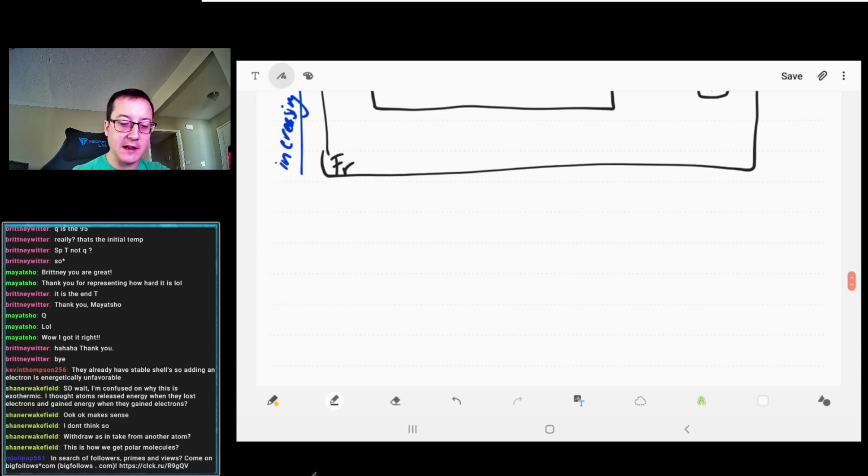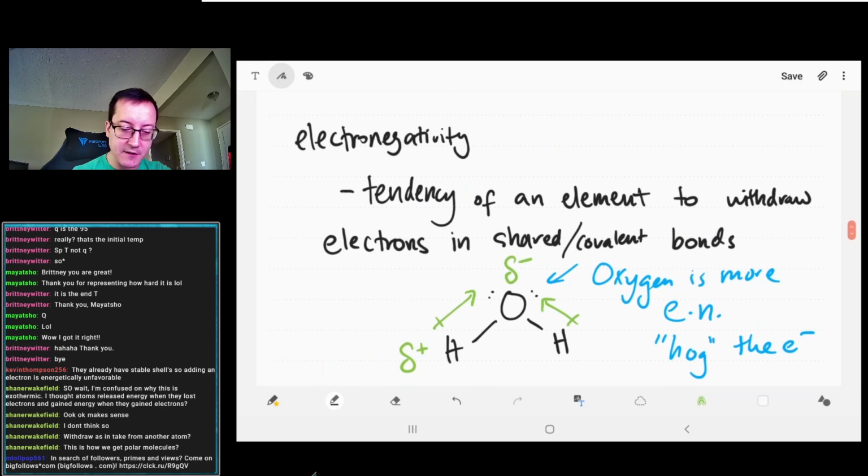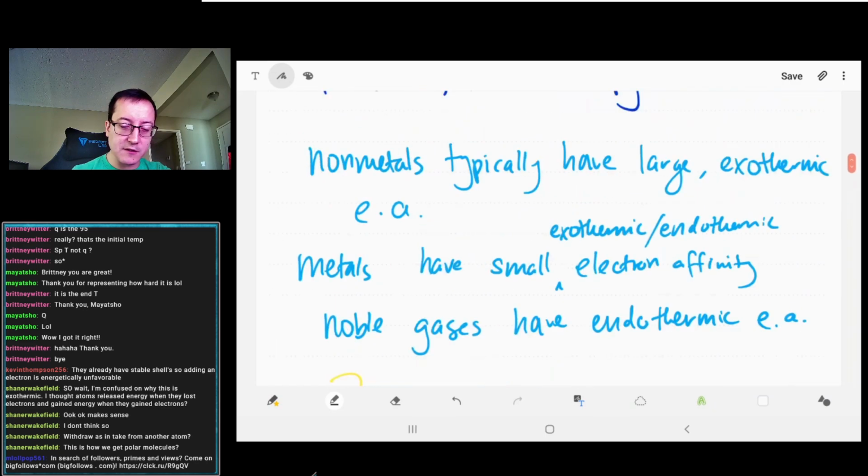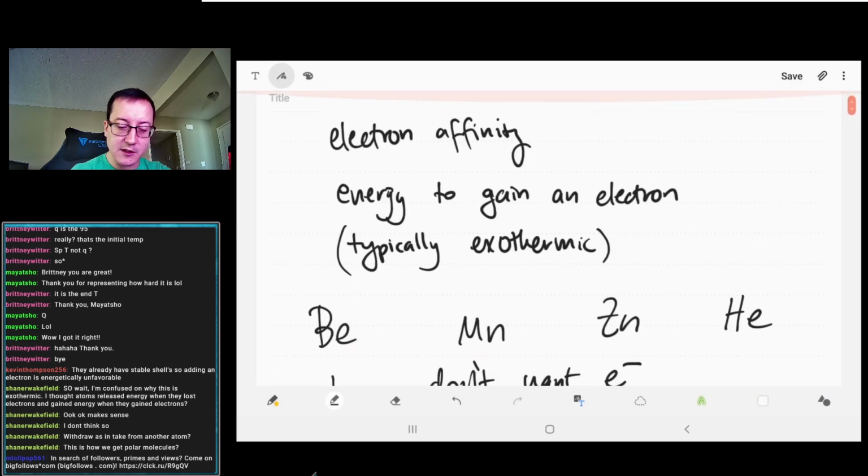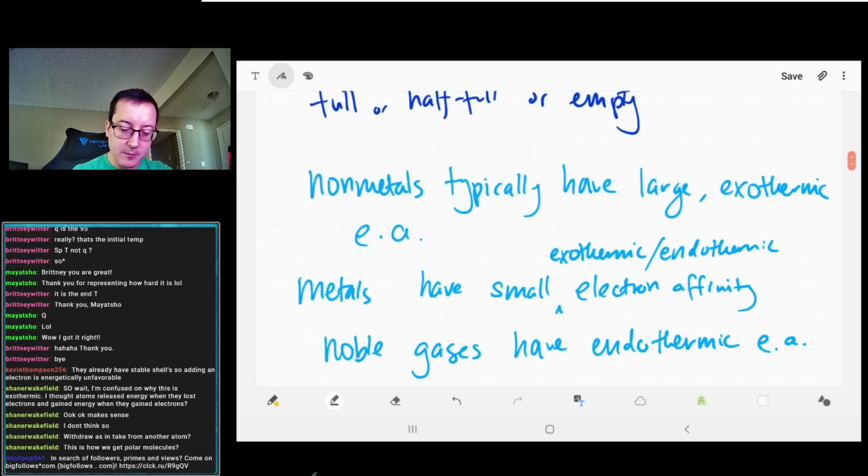Cool. Questions on electronegativity or electron affinity? Electron affinity doesn't have as nice of a trend, but typically nonmetals have large exothermic affinities. Metals have small ones, and they're going to be either endothermic or exothermic, and then noble gases do not want to gain electrons, so they are going to have endothermic ones.